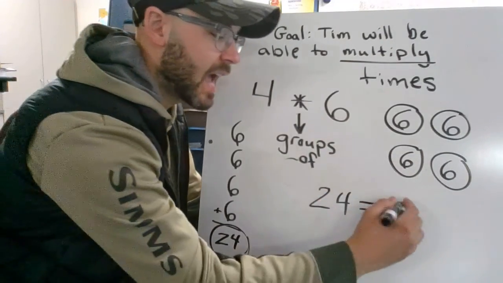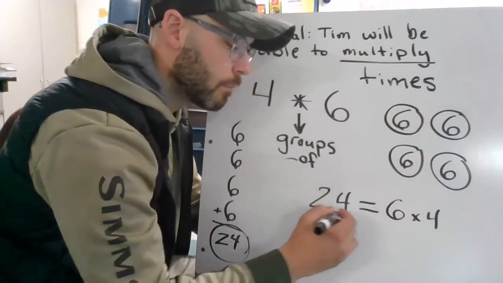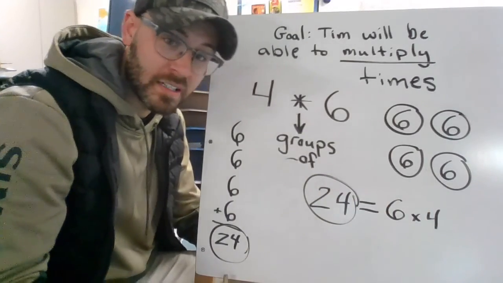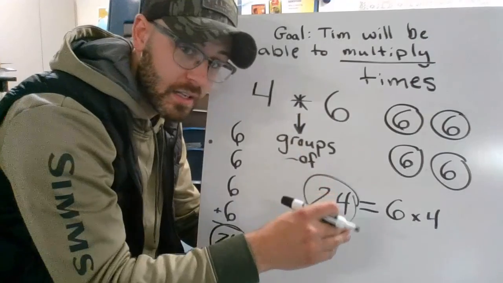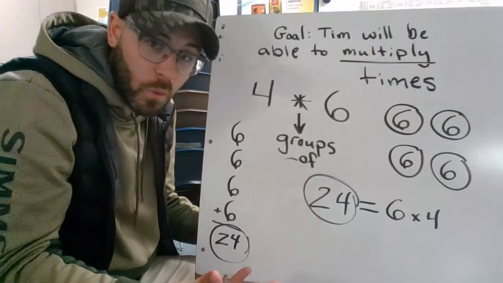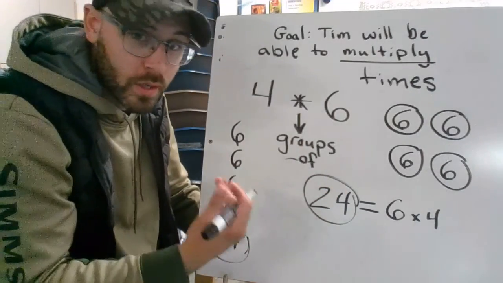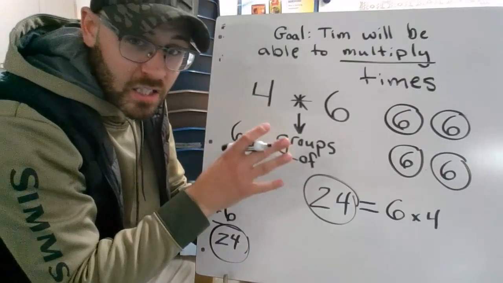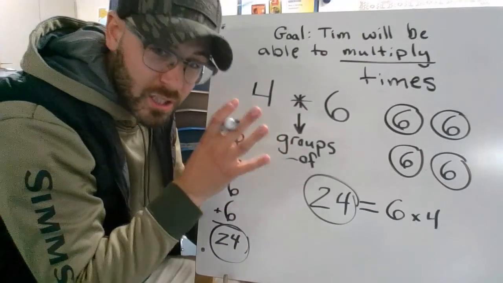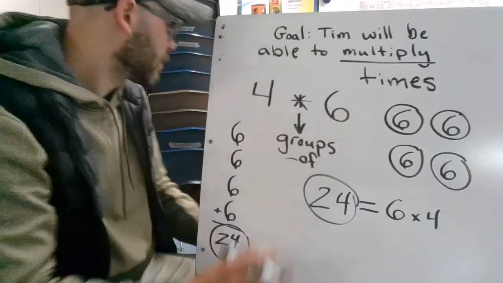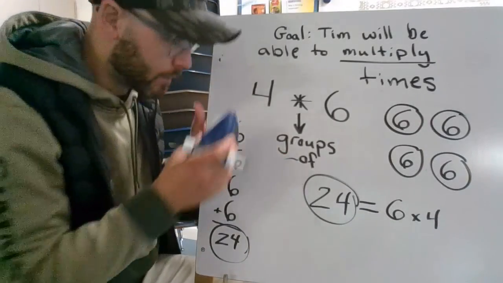4 times 6 and 6 times 4 both got me to 24 because 4 groups of 6 is the same thing as 6 groups of 4. It doesn't matter which way you do it. This system will work with small numbers only. I'll show you what I mean.